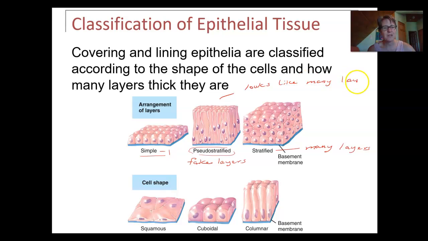I finally figured out how to explain this one because I read the book. See how this looks like? These are the nuclei, and it looks like there's many layers, like in this guy, right? There's many layers of cells. This looks like there's many layers of nuclei, but every cell, I don't know that every cell reaches the top, but every cell reaches the bottom. So all cells are on the basement membrane.